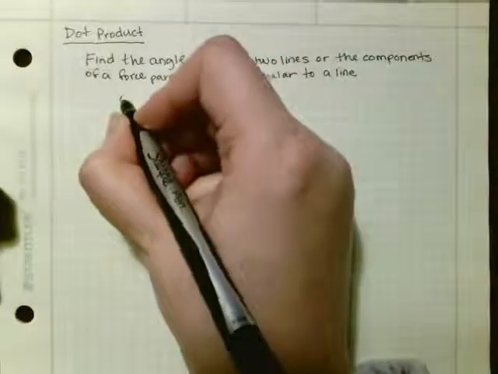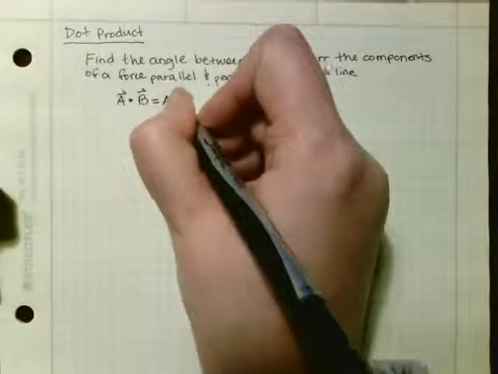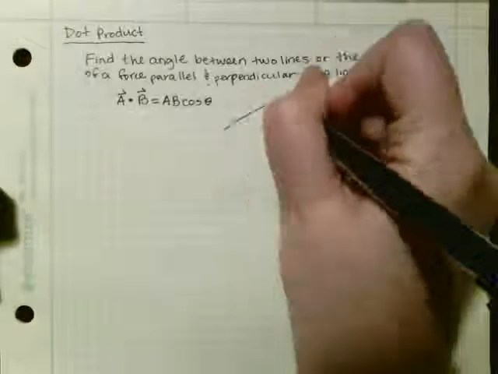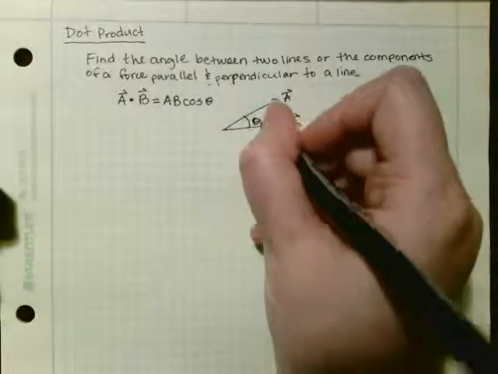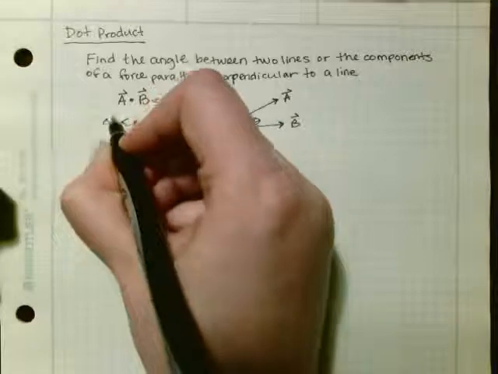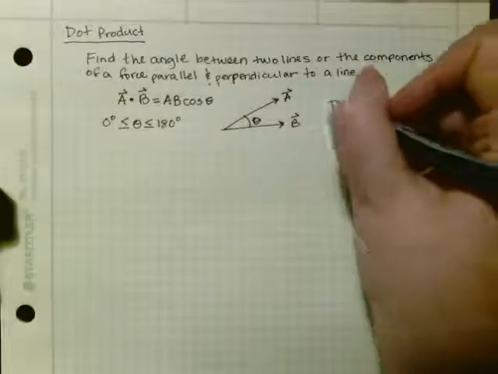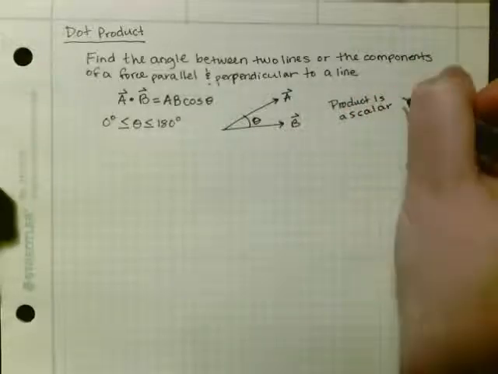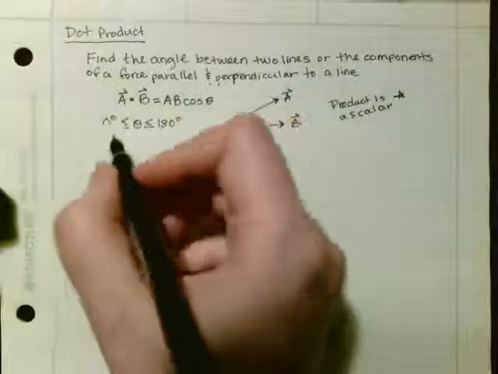Okay, so if you had vector A and you dot it with vector B, you would get the magnitude of A times the magnitude of B times cosine of theta, where theta is the angle between the two vectors. And theta is less than or equal to 180 degrees and greater than or equal to 0 degrees. So when you dot two vectors, you're getting a scalar. That's really important. The product of a dot product is a scalar. Star this. Very important.